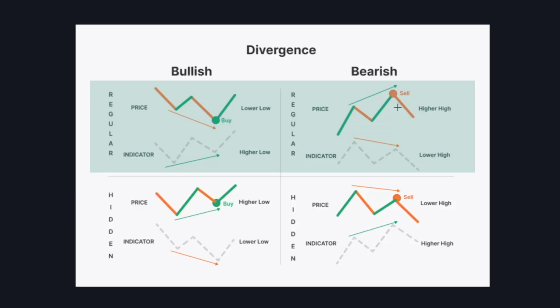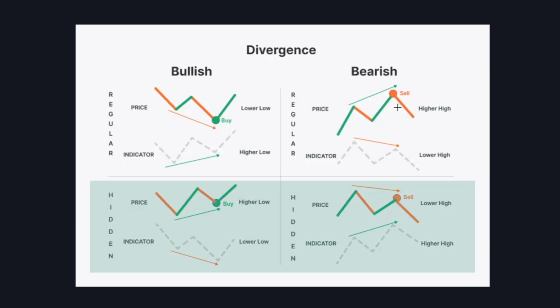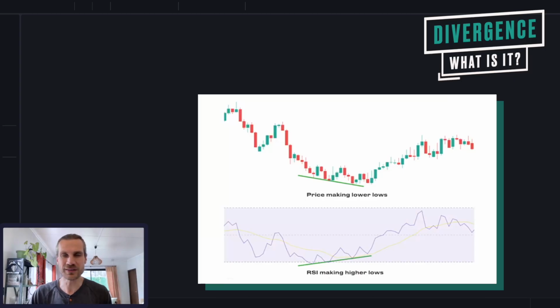Whereas hidden divergence is more commonly used to predict continuations in a trend, such as when you have an asset ascending for a couple of weeks and then it pauses briefly, perhaps as part of a bull flag or another continuation pattern, and then some hidden divergence appears, signaling to traders that the price action isn't going to reverse but continue higher. Divergence is widely considered to function like a crystal ball for traders, allowing them to predict price reversals or continuations before they happen.